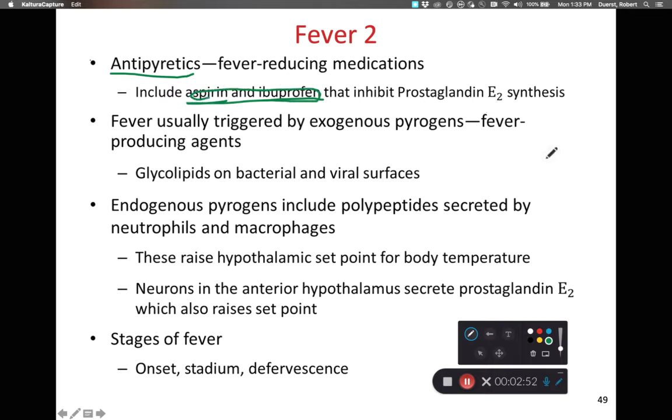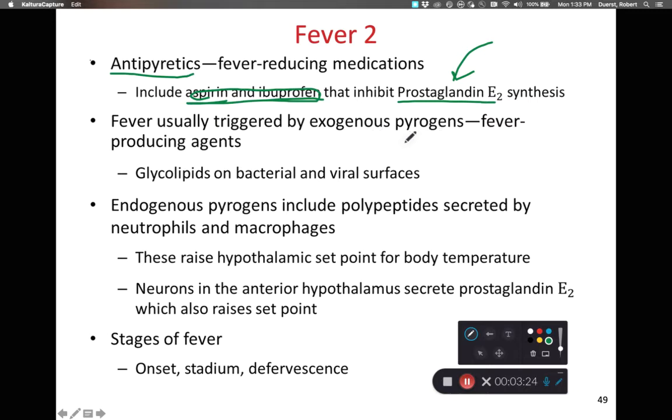These medications are all going to inhibit prostaglandin synthesis. Aspirin and ibuprofen in particular target prostaglandin E2 synthesis. Tylenol is technically known as acetaminophen. If we downregulate prostaglandin E2 synthesis, then we are not going to be able to produce as many pyrogens and have as elevated of a body temperature.